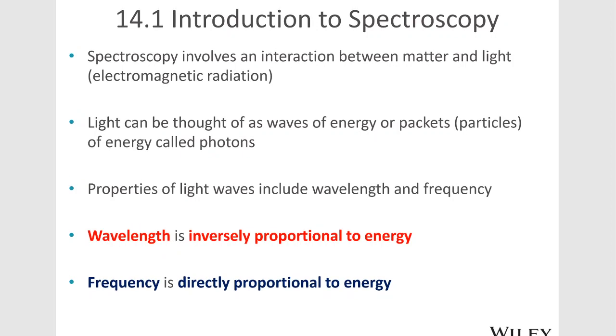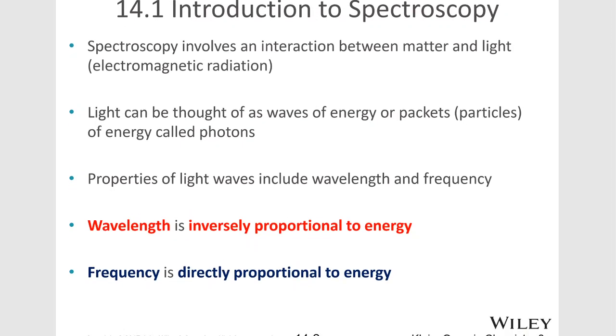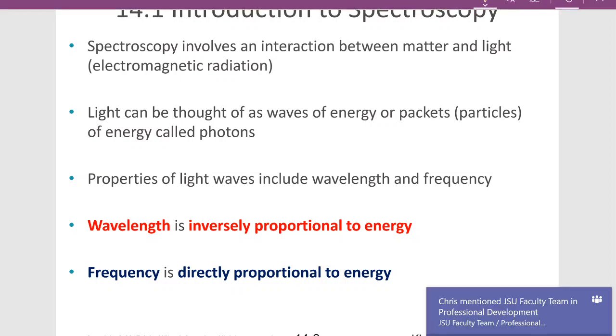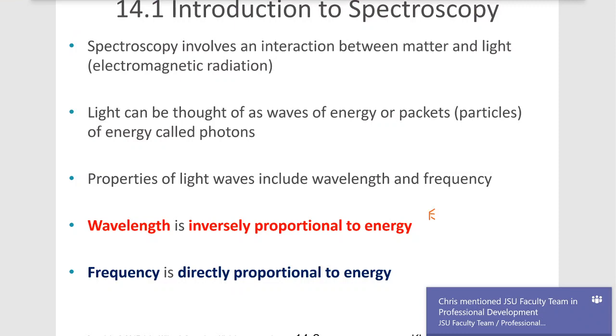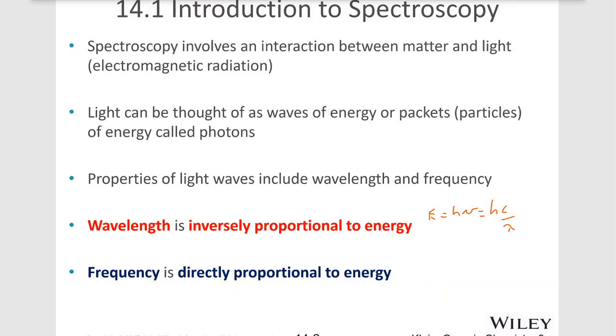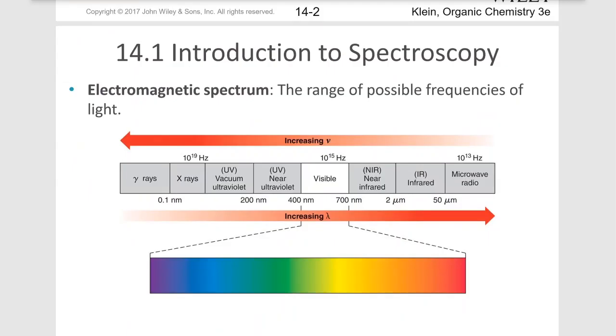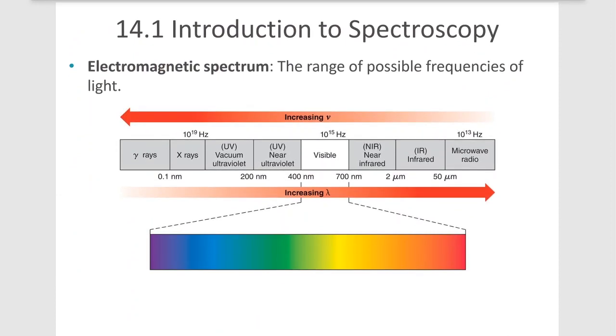So spectroscopy involves an interaction between matter and light. Light travels in waves, and those waves are quantized into packets of energy called photons. So light has properties of both wavelength and frequency, where wavelength is inversely proportional to energy and frequency is directly proportional to energy, where E is equal to h nu is equal to hc over lambda. And you probably remember that from general chemistry.